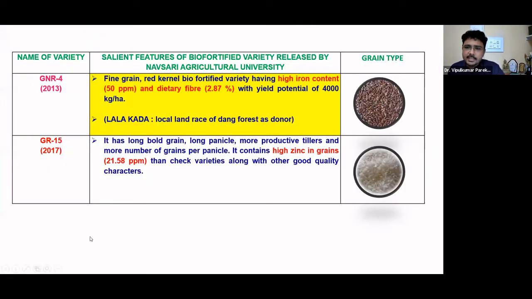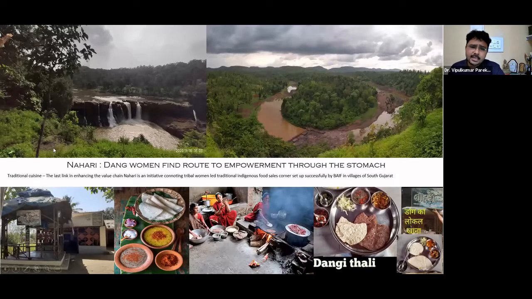In the same way we have lal kada, meaning red rice. It is also a delicacy in the tribal area. When the son-in-law comes to the house, at that time they prepare a special dish called dudh pak, which is made from this lal kada, and it is very rich in zinc and iron. In the same way, Nahari is a concept at Dang, the area of Gujarat which is popular for tribal people, and they are conserving this variety in the form of Nahari.